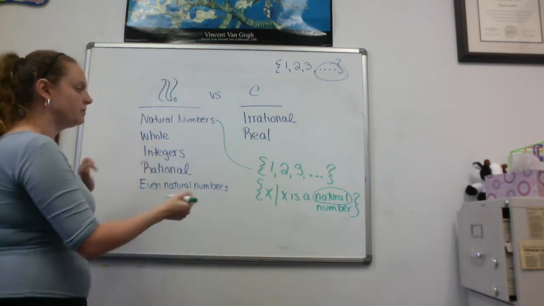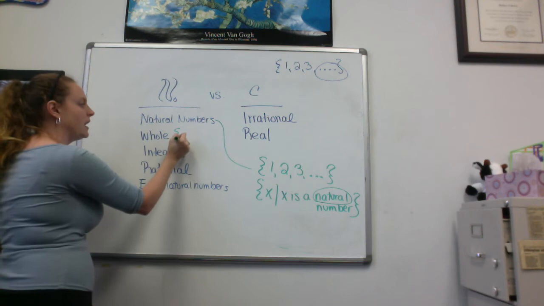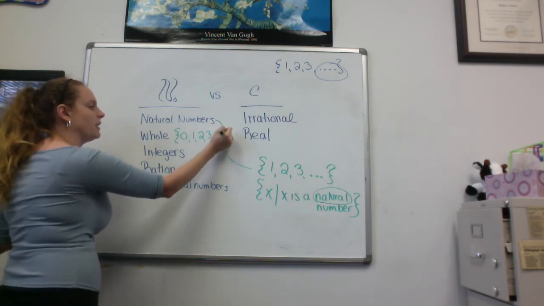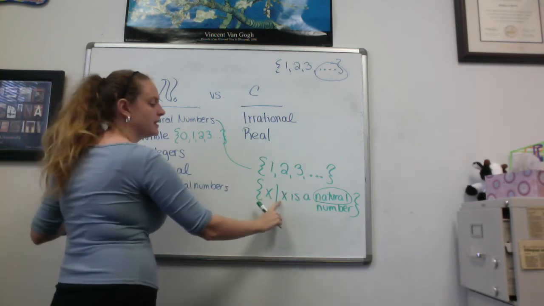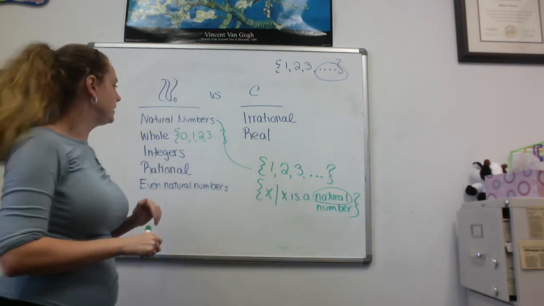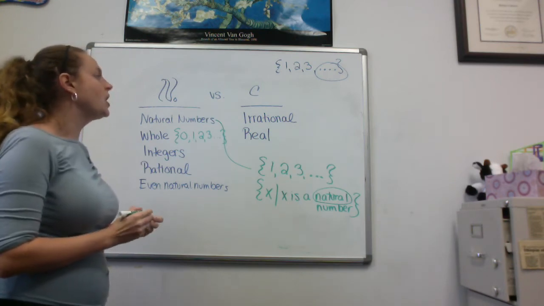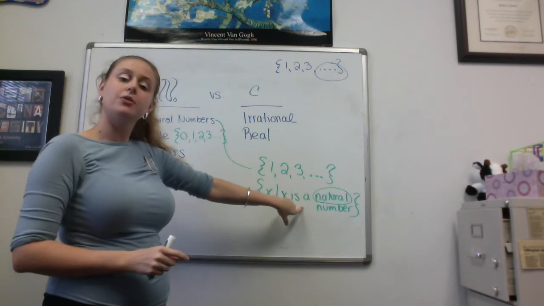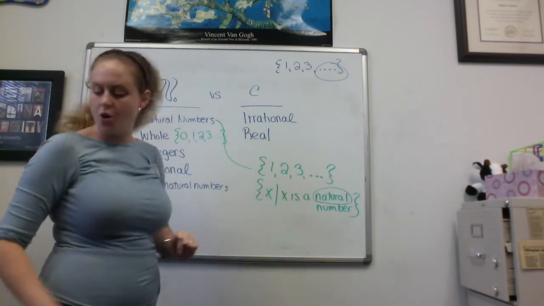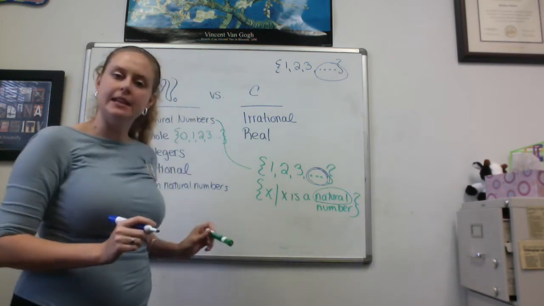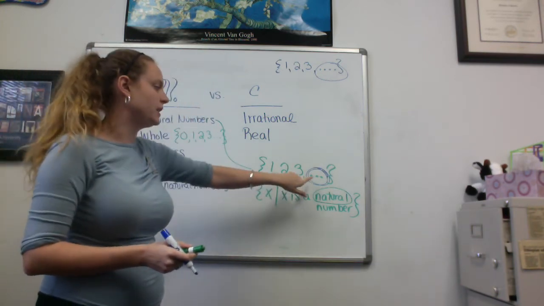The whole numbers could be written as the whole numbers starting at 0 and going forever, or they might be written as x such that x is a whole number. So there are a couple different ways that we can see them written. Sets that are infinite are either going to be written in set builder notation like this with the words, or they're going to have the ellipsis at the end of the set. So 1, 2, 3, etc.